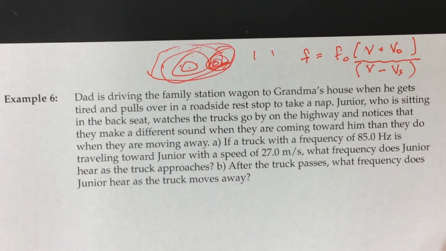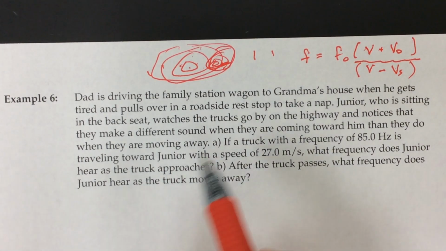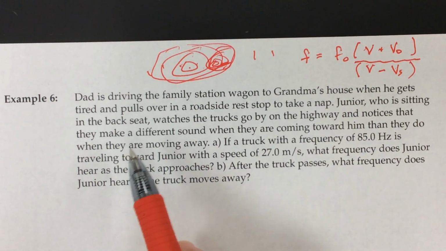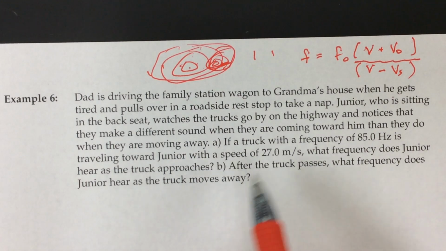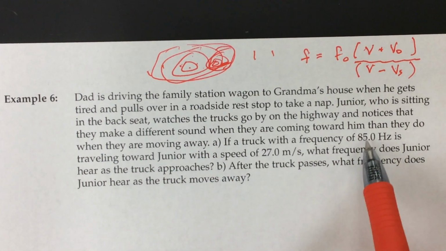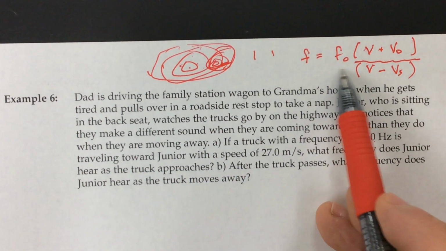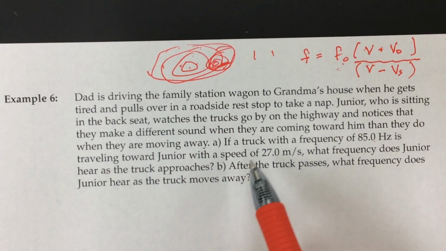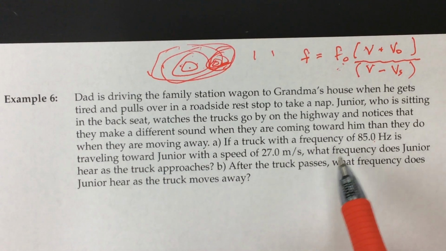First example says, Dad is driving the family station wagon to Grandma's house when he gets tired and pulls over at the roadside to take a nap. Junior is sitting in the back seat, watches the trucks go by on the highway, and notices that they make different sounds when they're coming towards him than they do when they're moving away from him. Number A, if a truck with a frequency of 85 hertz, so that's its original frequency, is traveling towards Junior with a certain speed, what frequency does Junior hear the truck approaching?